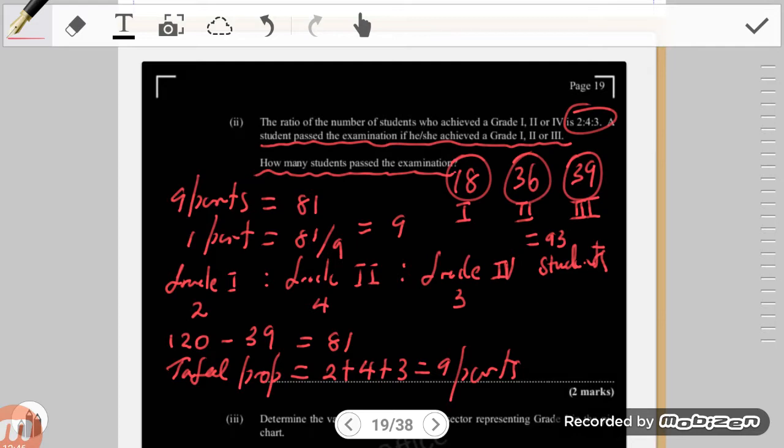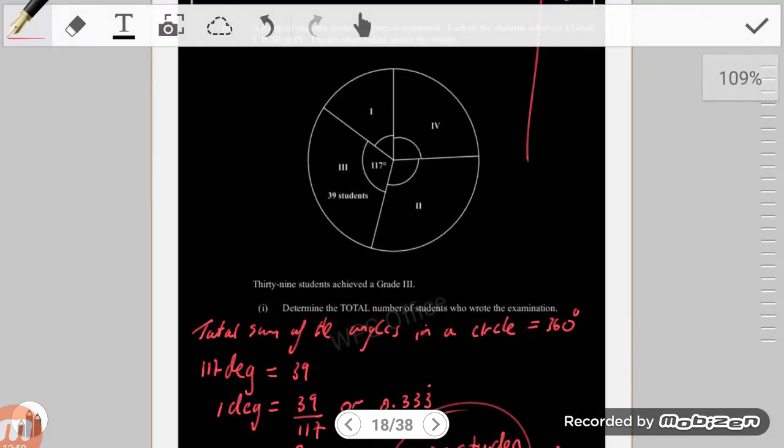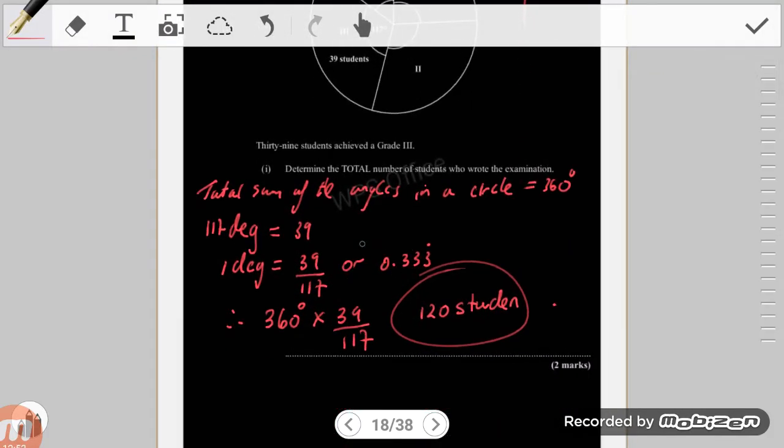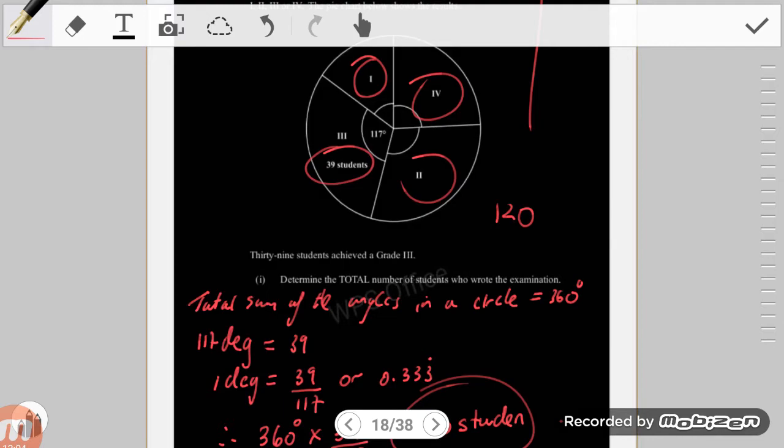So we know from over here that 39 students were told to us to represent grade 3. So if I subtract this 39 from the total of 120, then that will tell me how many students represent grades 1, 2, and 4.